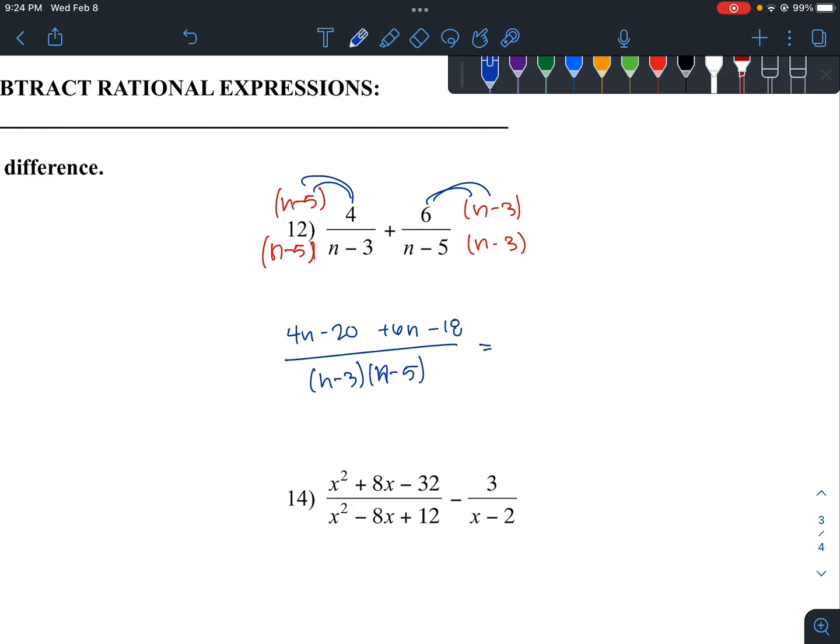And then I'm just going to combine like terms on the numerator. So it looks like I have 10n, and then minus 38, divided by n minus 3 and n minus 5. You could factor this right here, take out the greatest common factor, but you won't get anything that's going to cancel with this, so you can just leave it like that.